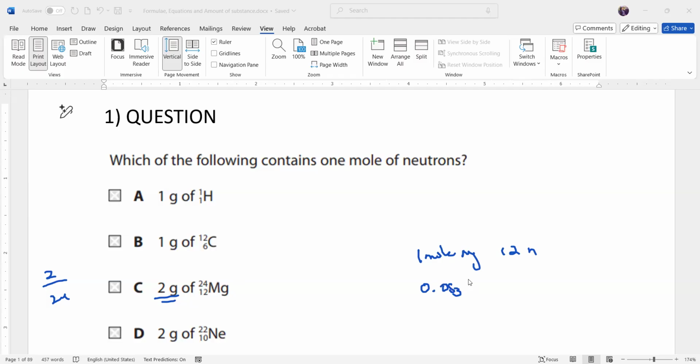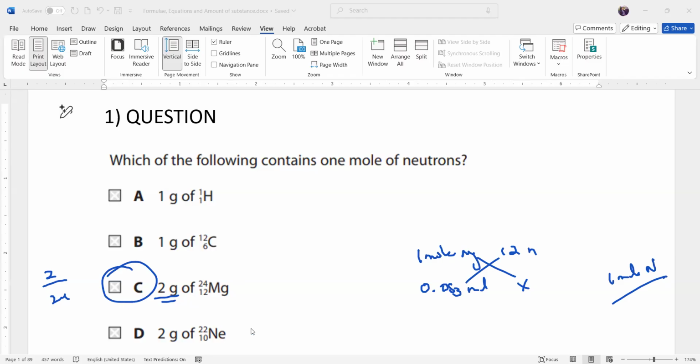So if we have 0.0833 mole of magnesium, how many neutrons will there be? Cross multiply. When this is multiplied by 12, what will you get? You will get 1 mole of neutron. That's why C will be the right answer.